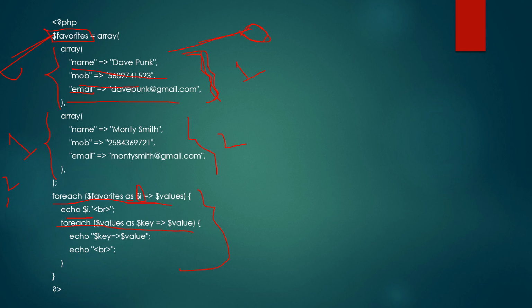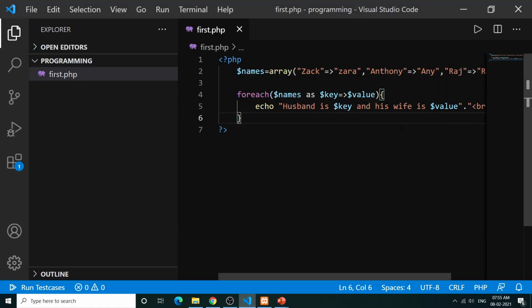I am passing here dollar values as dollar key and dollar value. Once I know that I'm dealing with this array, this is at the index 0, and this belongs to this. So I'm passing here dollar values, and here I'm simply echoing out dollar key and dollar value. Theoretically, it might look a bit complicated, but let's see in an IDE, we will practically learn it.